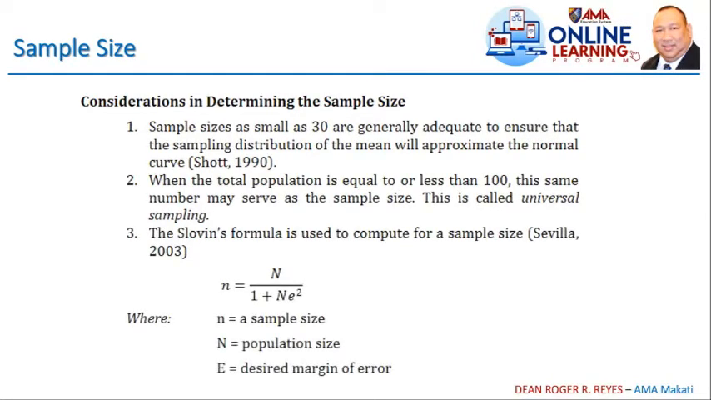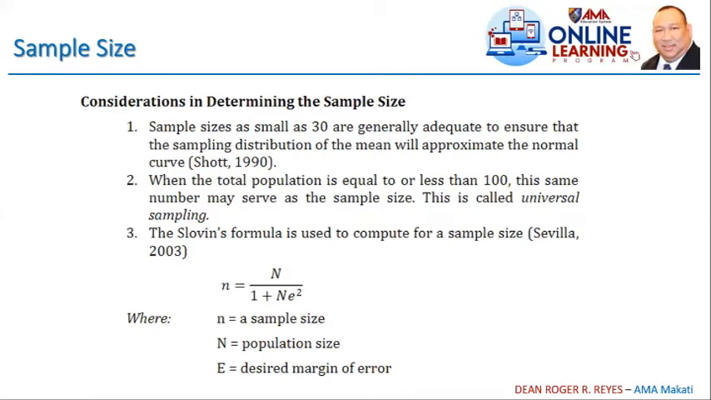Considerations in determining the sample size. So, ipepresent ko lang sa inyo yung napakaraming paraan para mag-compute ng sample size. First, sample sizes as small as 30 are generally adequate to ensure that the sampling distribution of the mean will approximate the normal curve. Sabi ni Schott, 1990. However, hindi niya sinabi kung 30 out of ilan. Ito ba ay 30 out of 100? 30 out of 1,000? 30 out of 10,000?